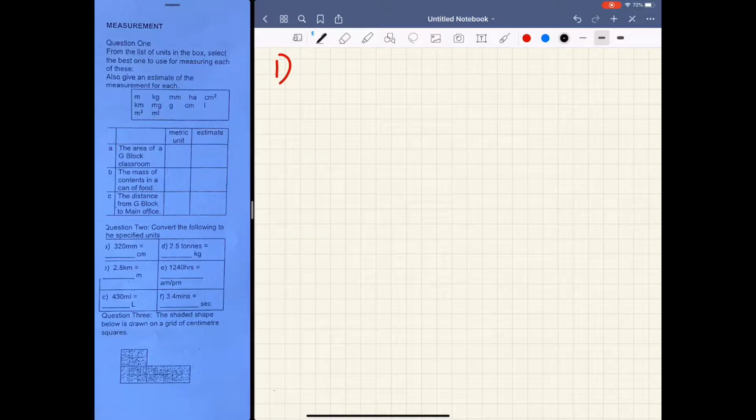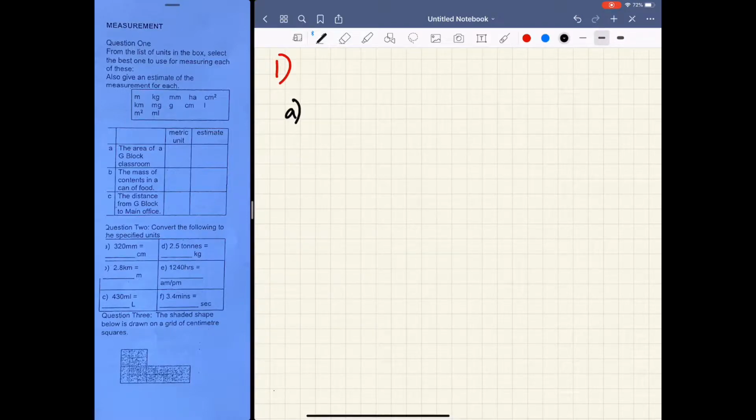It says, from the list of units in the box, select the best one for measuring each of these. Also give an estimate of the measurement for each. Okay, so the first one, A, it says the area of G block classroom.